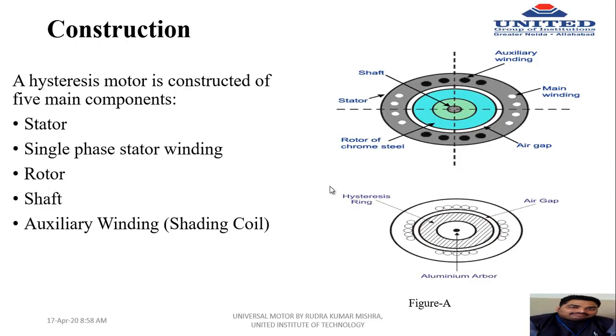Construction. A hysteresis motor is constructed of 5 main components: stator, single phase stator winding, rotor, shaft, auxiliary winding.